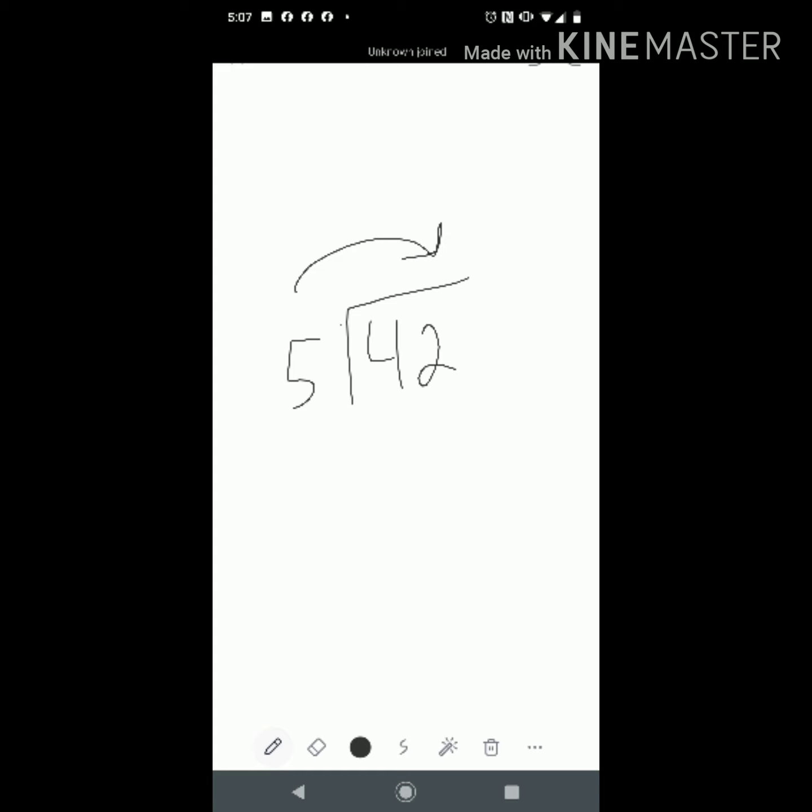All right, here we go. Let's do a short division problem. 42 divided by 5. How many times can 5 go into 4? None. Instead of putting a 0, we go straight over. Mental math. How many times can 5 go into 42? We know that 8 times 5 is 40, and 9 times 5 is 45, so we're going to use 8.